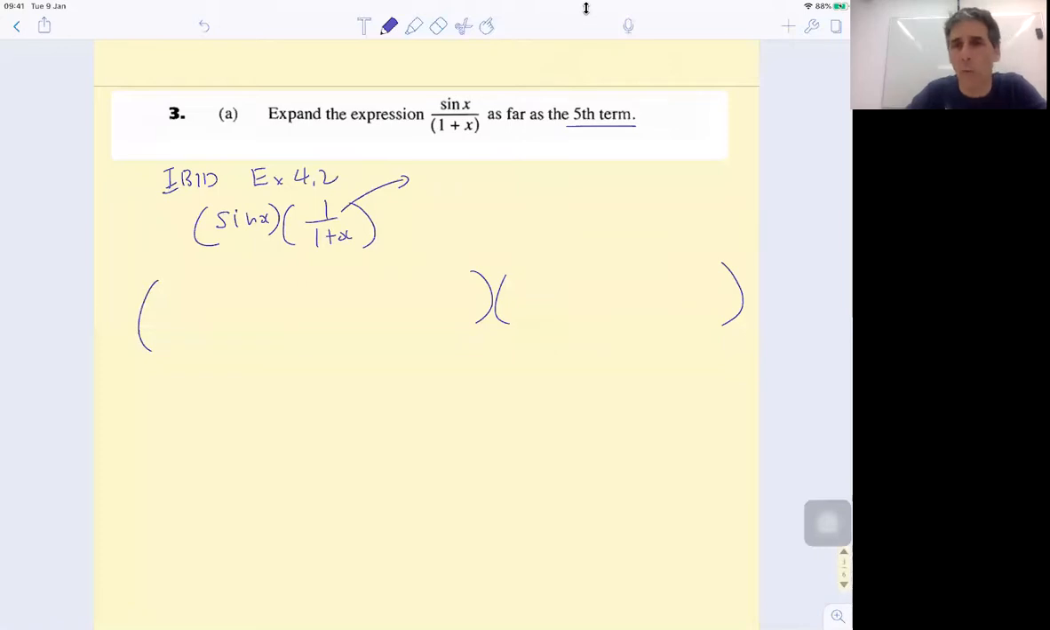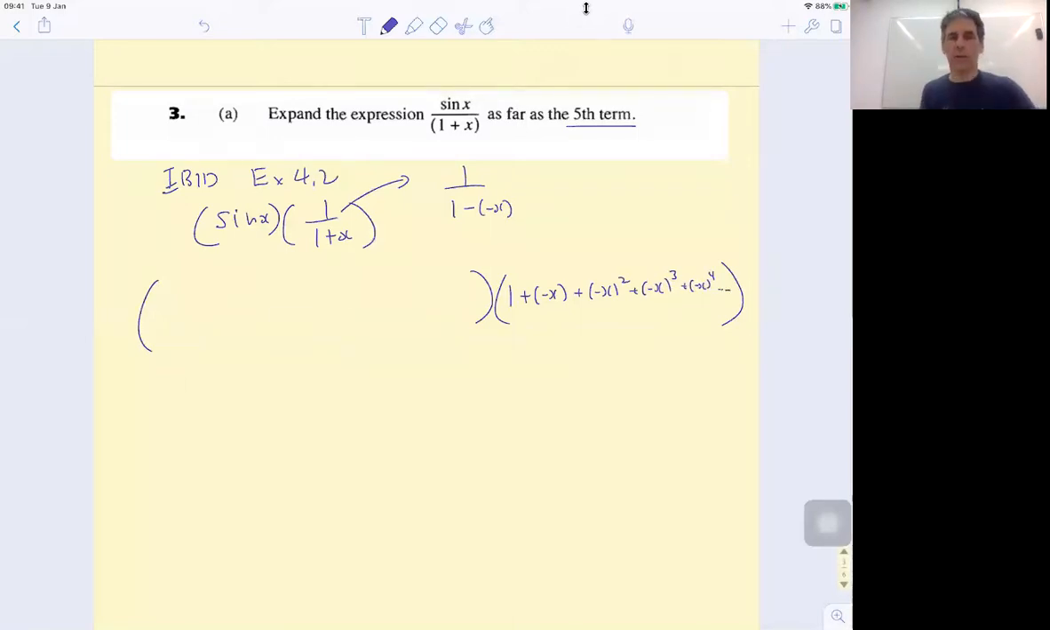The way you look at 1 over 1 plus x is you see it as 1 over 1 minus (minus x), and then you're just going to do an expansion of a geometric series there. So this will become 1 plus minus x, plus minus x squared, plus minus x cubed, plus minus x to the fourth, and it just keeps going.